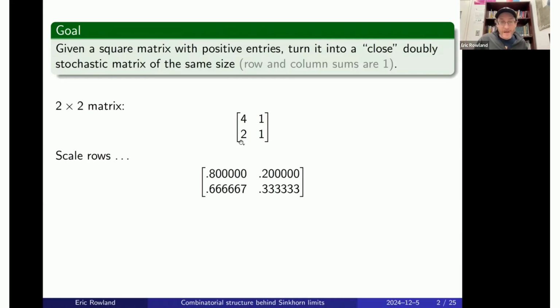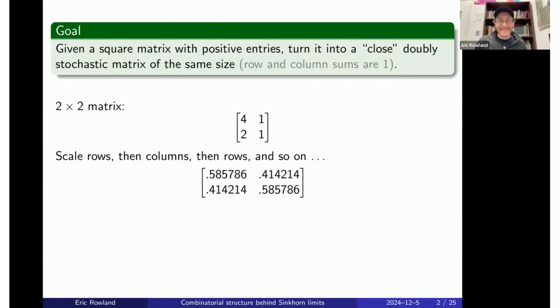We can fix the column sums by doing the same thing, just by scaling each column so that the column sums add up to 1. But by doing that, we broke the row sums. So now the row sums are no longer 1. So what do we have to do? We have to go back and scale the rows again. And now we broke the columns again. So now we have to scale the columns. But if you keep doing this, scaling rows and columns, this process actually converges to something. And what it converges to is called the Sinkhorn limit.